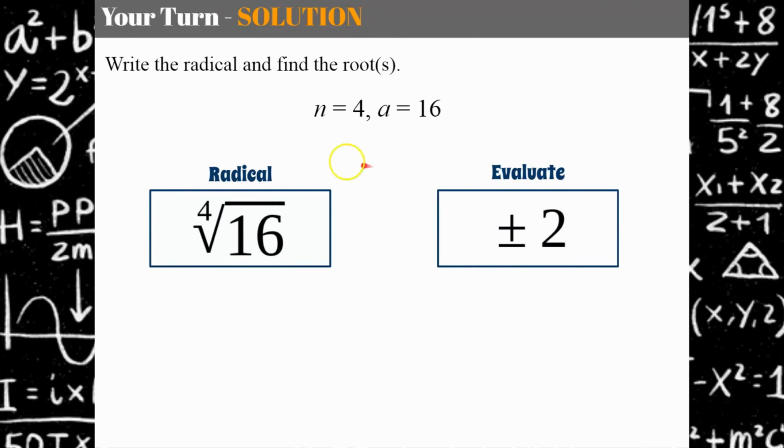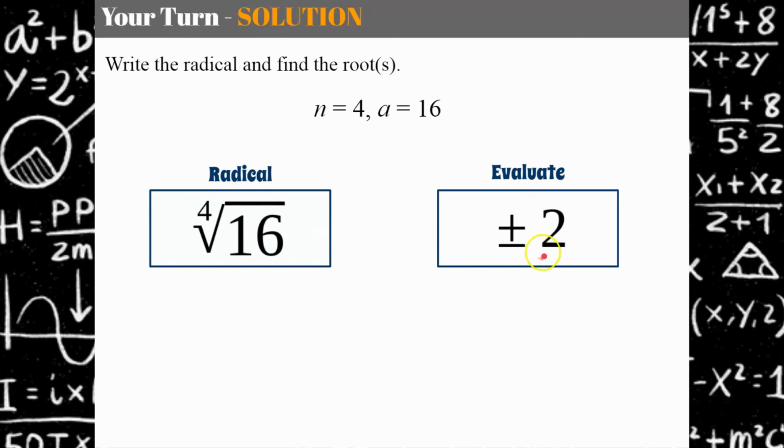Welcome back. So in the fourth root of 16, my index is 4, my radicand is 16. So 2 to the fourth is 16. So the fourth root of 2 to the fourth is 2. So think about that. There's four 2's in 16. 16 can be written 2 times 2 times 2 times 2. So the fourth root of 16 is 2.